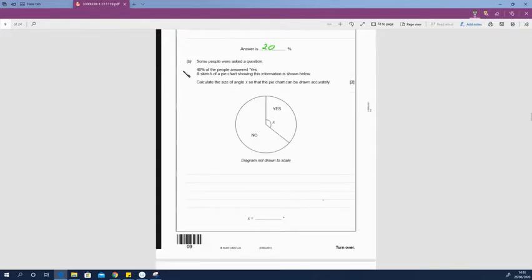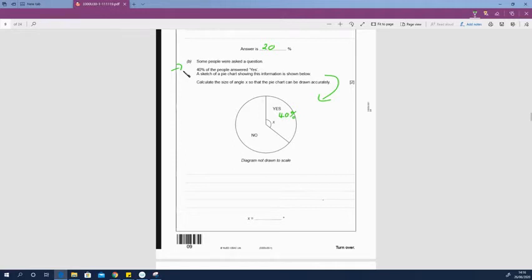Okay, part B. Some people were asked a question. 40% of the people answered yes. A sketch of the pie chart showing this information is shown below. Calculate the size of angle X so that the pie chart can be drawn accurately. So 40% of the people are represented by this angle X.